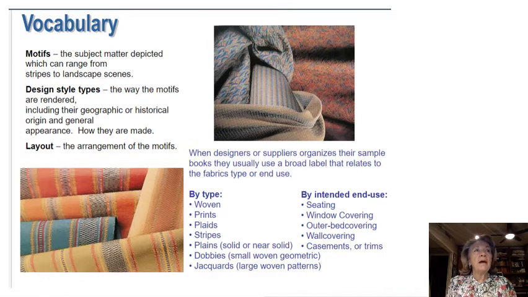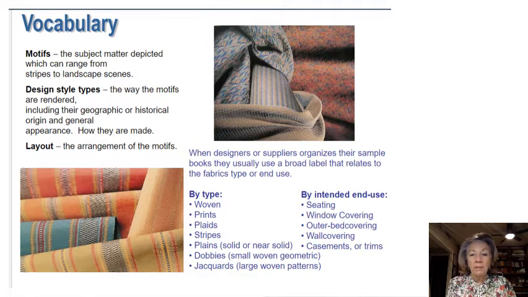The second element would be design style types. And that's the way the motifs are actually rendered, including their geographical or historical origin and general appearance. And that sometimes includes how they are made. So some of the design style types that we will talk about today are Japanese, African, fabrics that are based on the Georgian era, Art Deco fabrics, those from the Italian Renaissance or the Elizabethan periods. So those different design style types often come from a historic origin. We'll talk about that in a little bit more depth. We'll also discuss layout, which is the actual arrangement of the motifs.